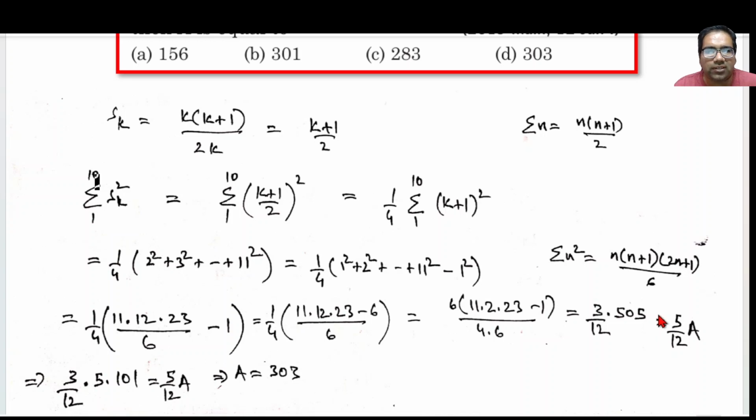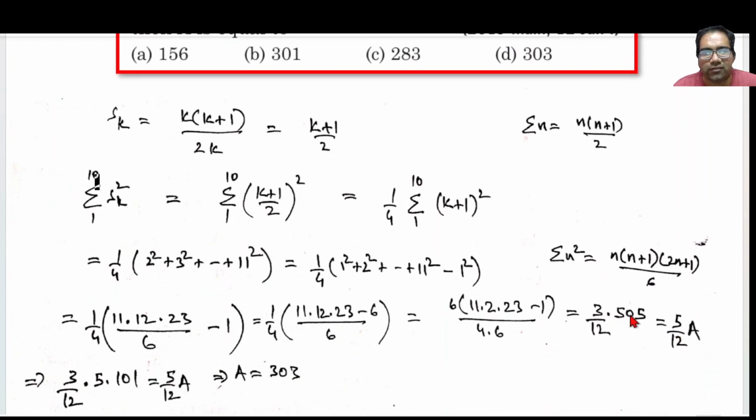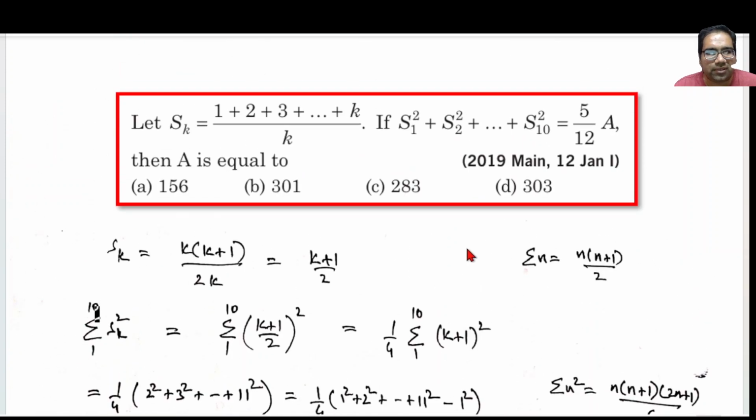Now this should be equal to 5 by 12 A. That is what is given. We have to find out what A is. 505 is actually equal to 5 into 101. This 5 by 12 and this 5 by 12 we can cancel. So A will be 3 into 101, which is equal to 303. So the answer is 303.